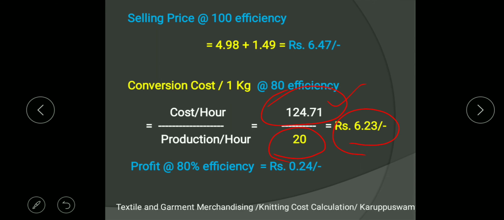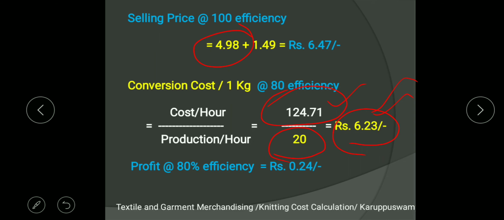So at 80% efficiency, this is the operation cost. So when you are running your business at 100% efficiency, 4.98 rupees is the operating cost. So almost 1.5 rupees is getting increased when the efficiency is decreased. So that's why most of the government industries, that is vertically integrated companies, used to appoint industrial engineers to increase the efficiency. So whenever your efficiency is decreasing, your cost will increase.